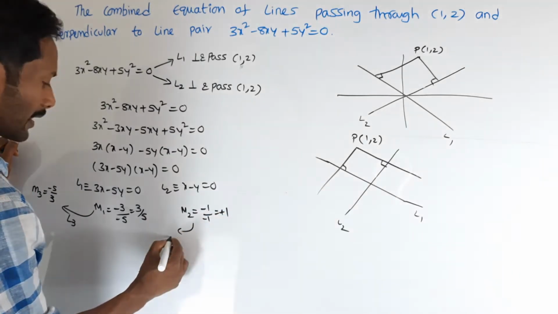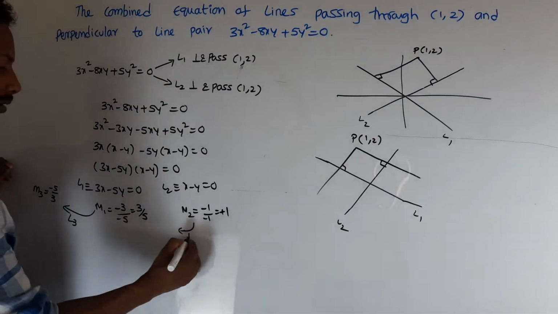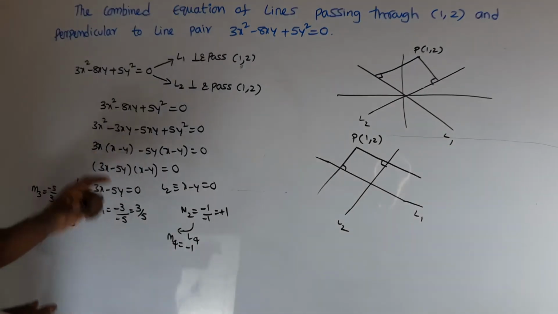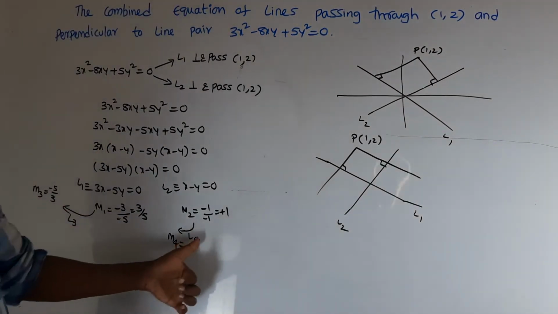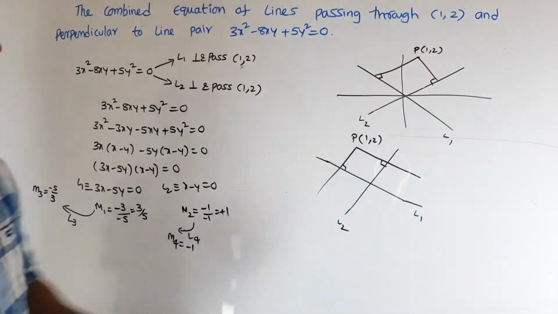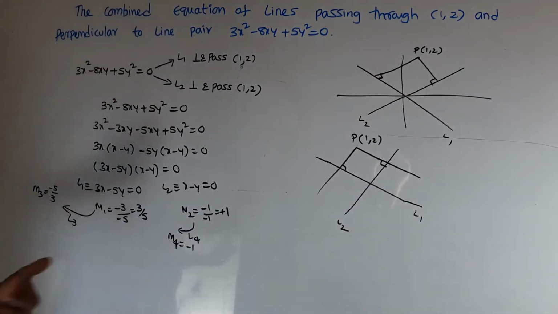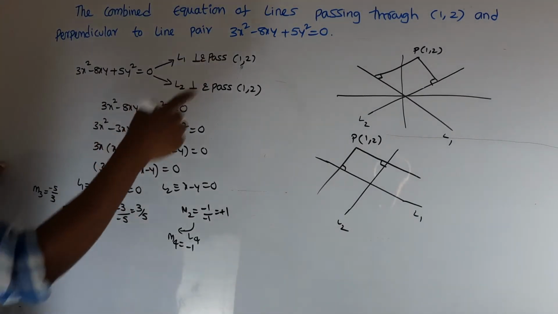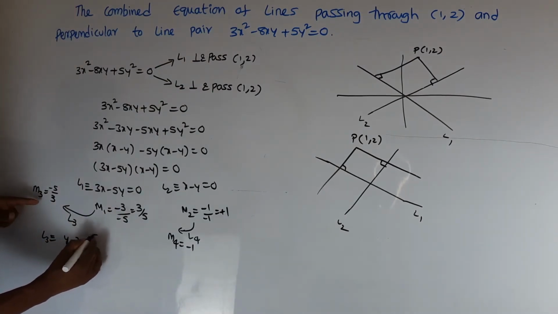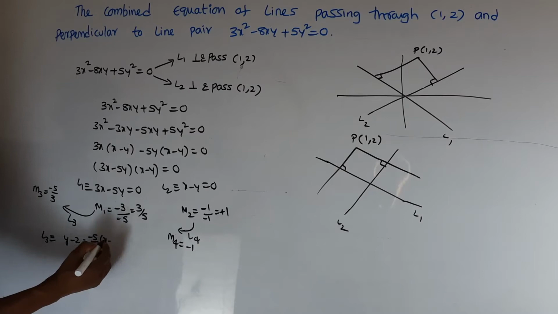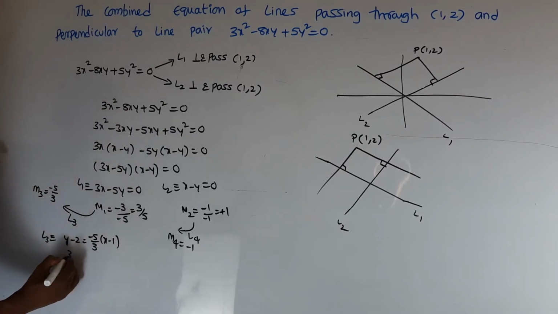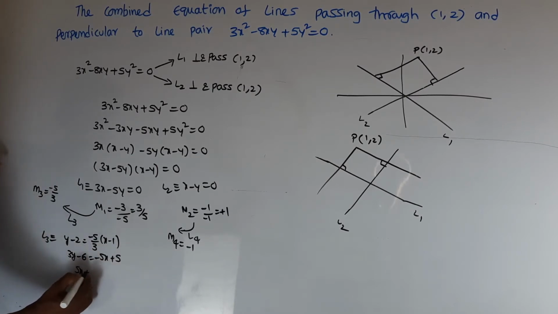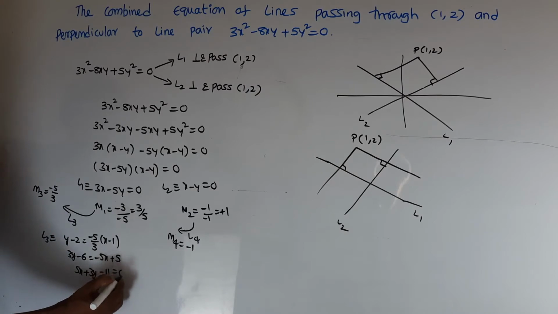Now the slope of line L4 is minus 1. Lines L3 and L4 pass through the point (1, 2). Slope is available, point is available, so you can find the line equation of L3. Y minus y1, y1 is 2, slope is minus 5 by 3 into x minus x1, x1 is 1. Cross multiply: 3y minus 6 equals minus 5x plus 5. So 5x plus 3y minus 11 equal to 0. It is line L3.